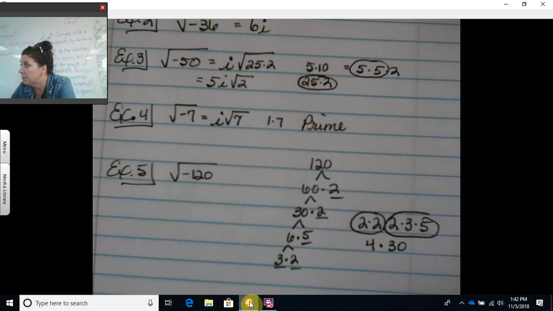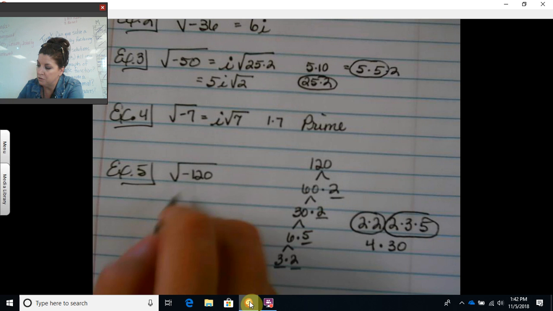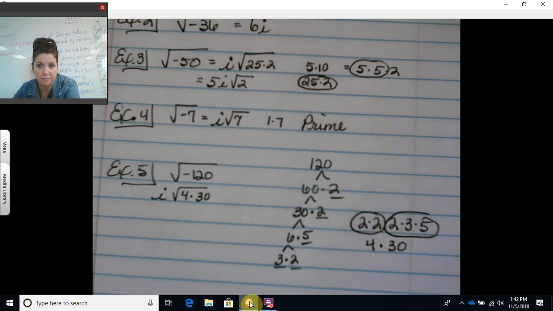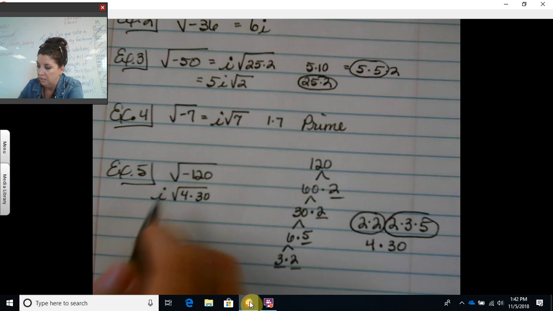All right? So I know the square root of a negative is i, and I will change 120 to 4 times 30. What's the square root of 4? 2 times the i that's already out there is 2i. The 30 stays under the radical.